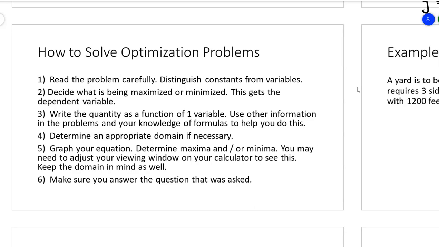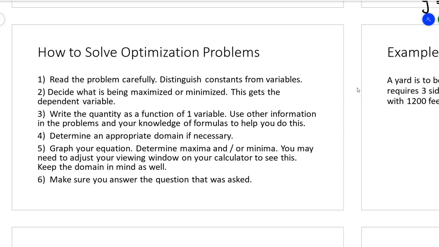So the first thing is read the problem carefully, figure out the difference between constants and variables. So if it tells you that this piece of paper is a certain size, and that size remains the whole problem, then that's a constant. Nothing's changing. Decide what's being maximized or minimized. So in our last example, it was the income that was being maximized, and so that's what gets the dependent variable. So the income was based on how many times we raised the prices.